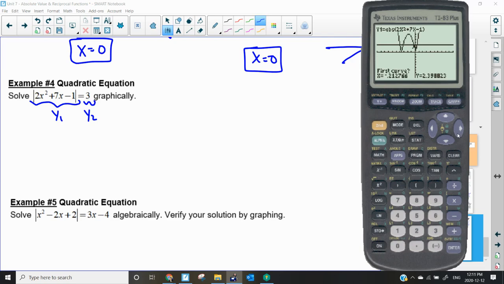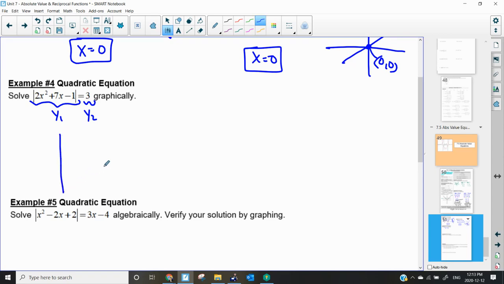So second calc 5, again, make sure we're closest to that point. Enter, enter, enter. And we've got 0.5. Now you don't have to be necessarily below the point, you just have to be closest to that intersection point for the calculator to know that that's the one you want.